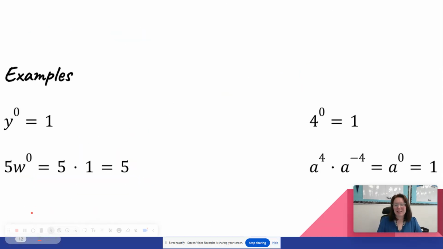So anything to the 0 power equals 1. So y to the 0 power means I'm going to write the letter y 0 times, so I just have the 1. 4 to the 0 power, I write the number 4 0 times, so it just equals the number 1.